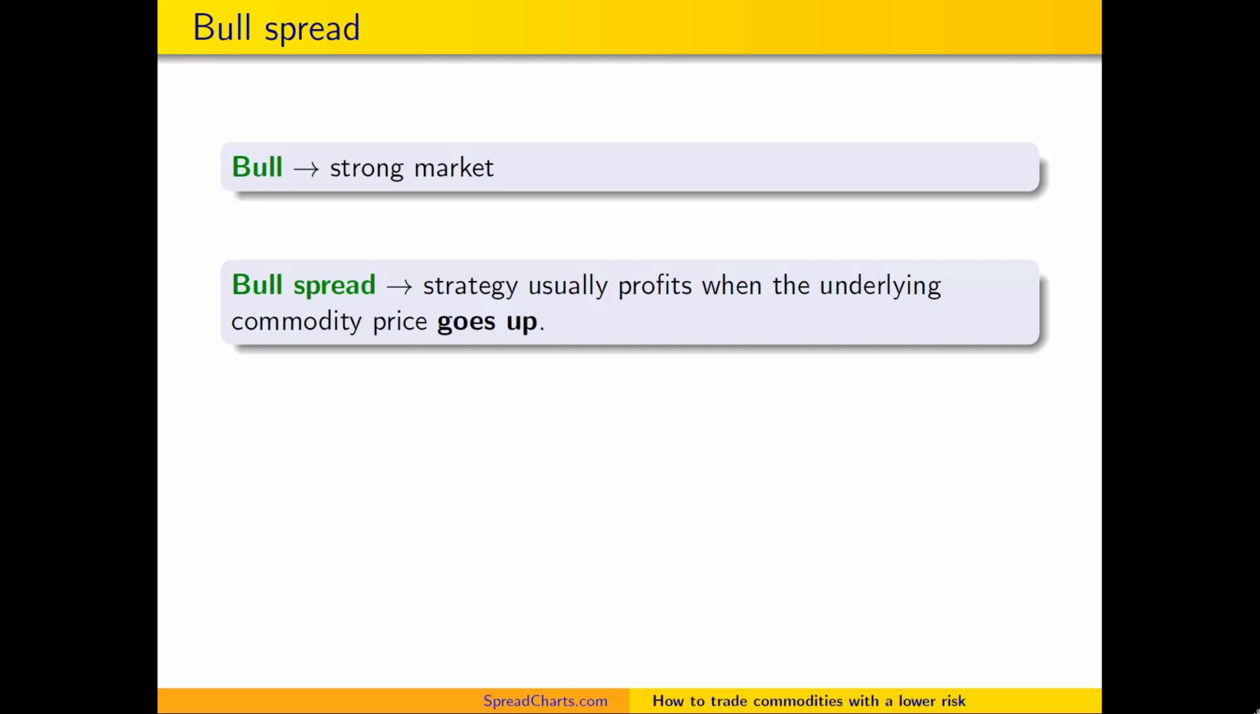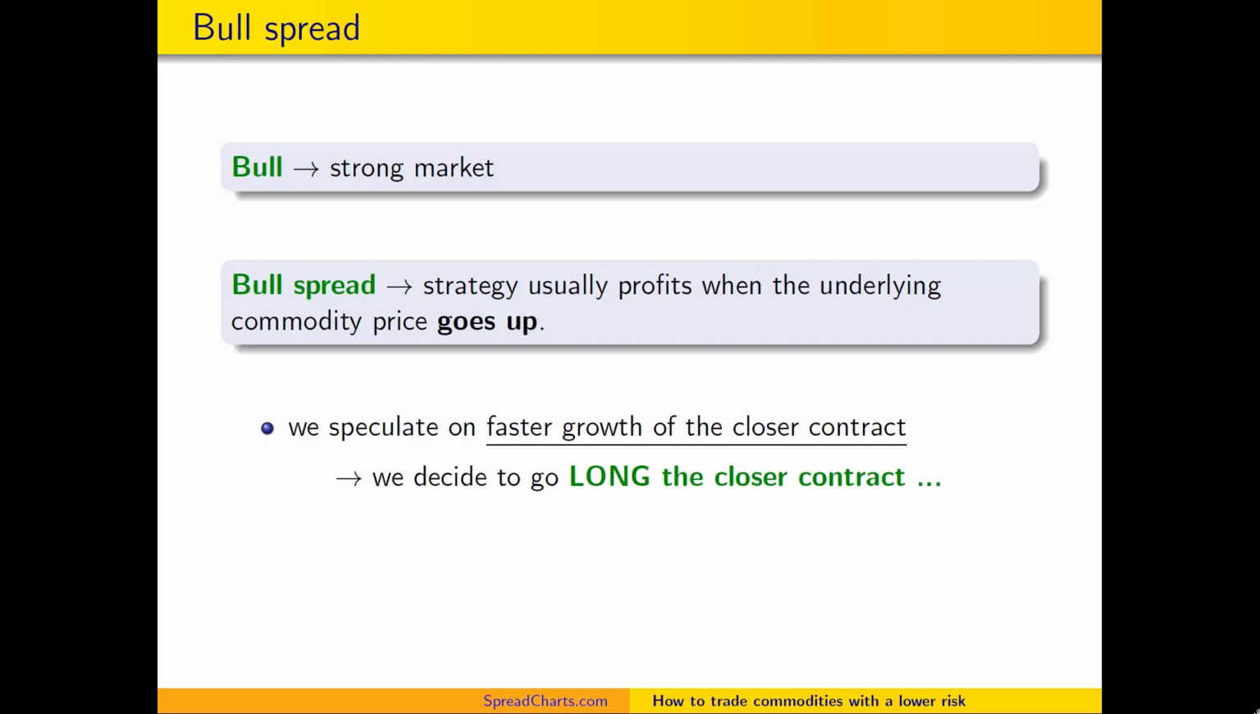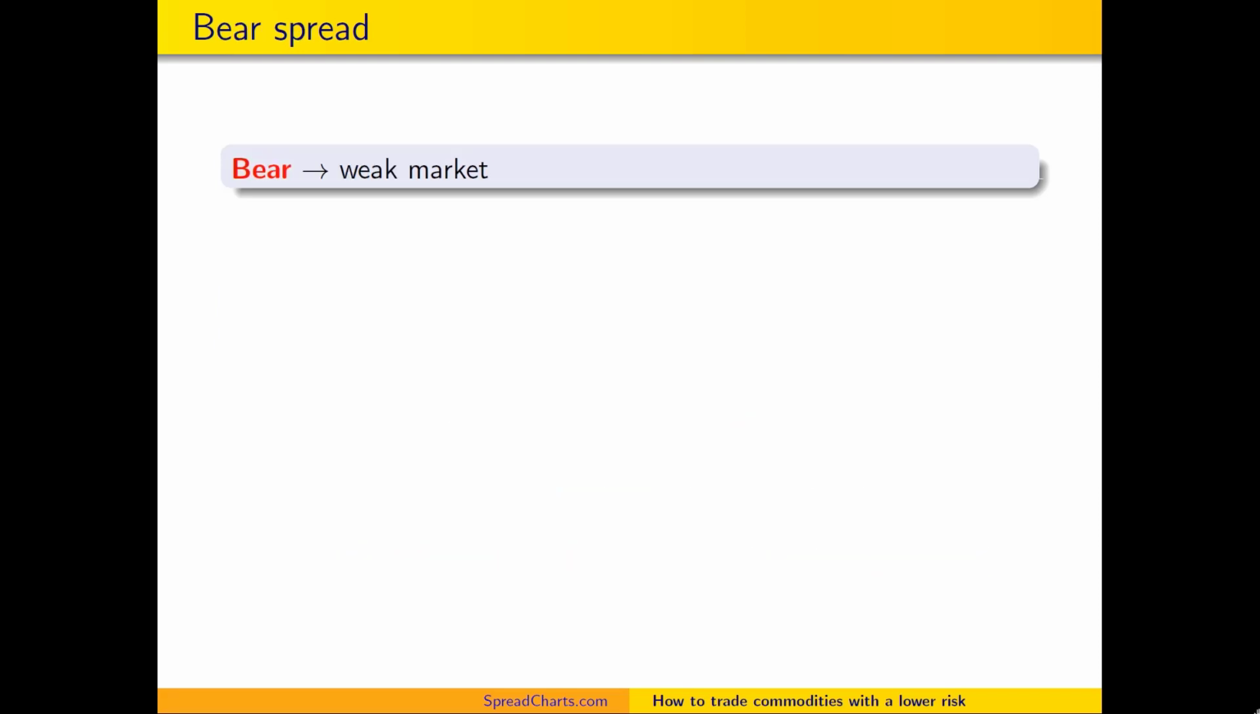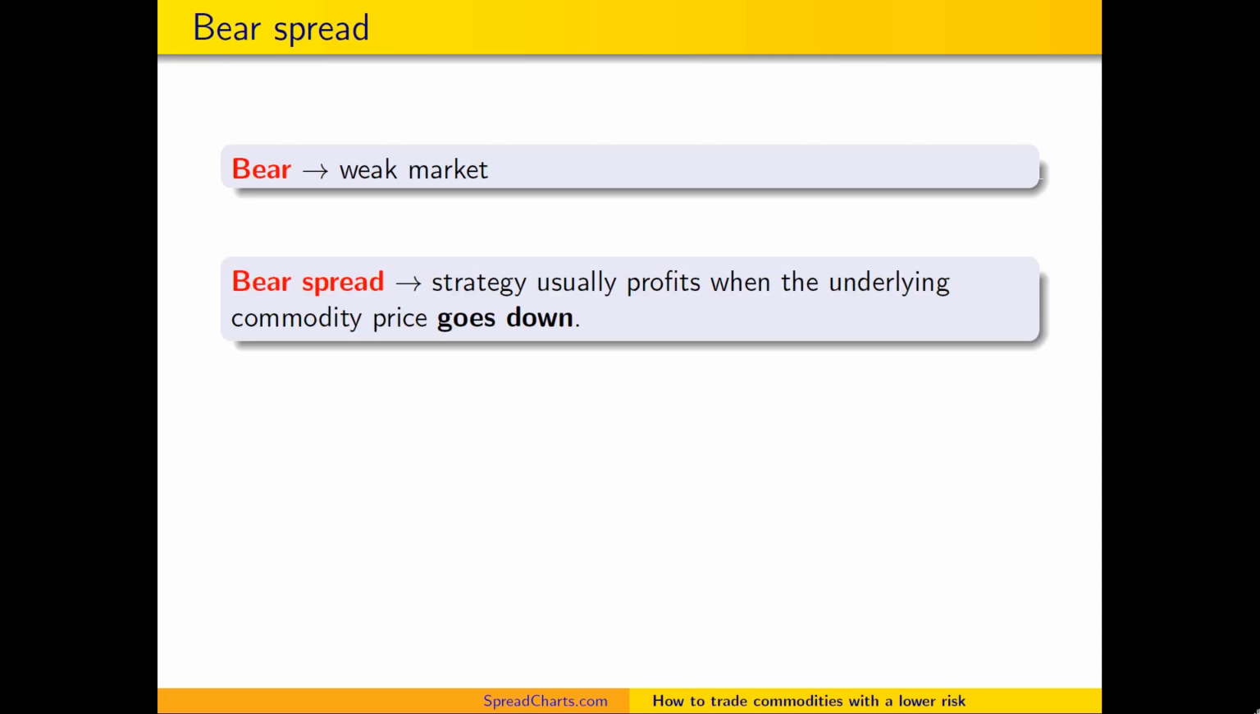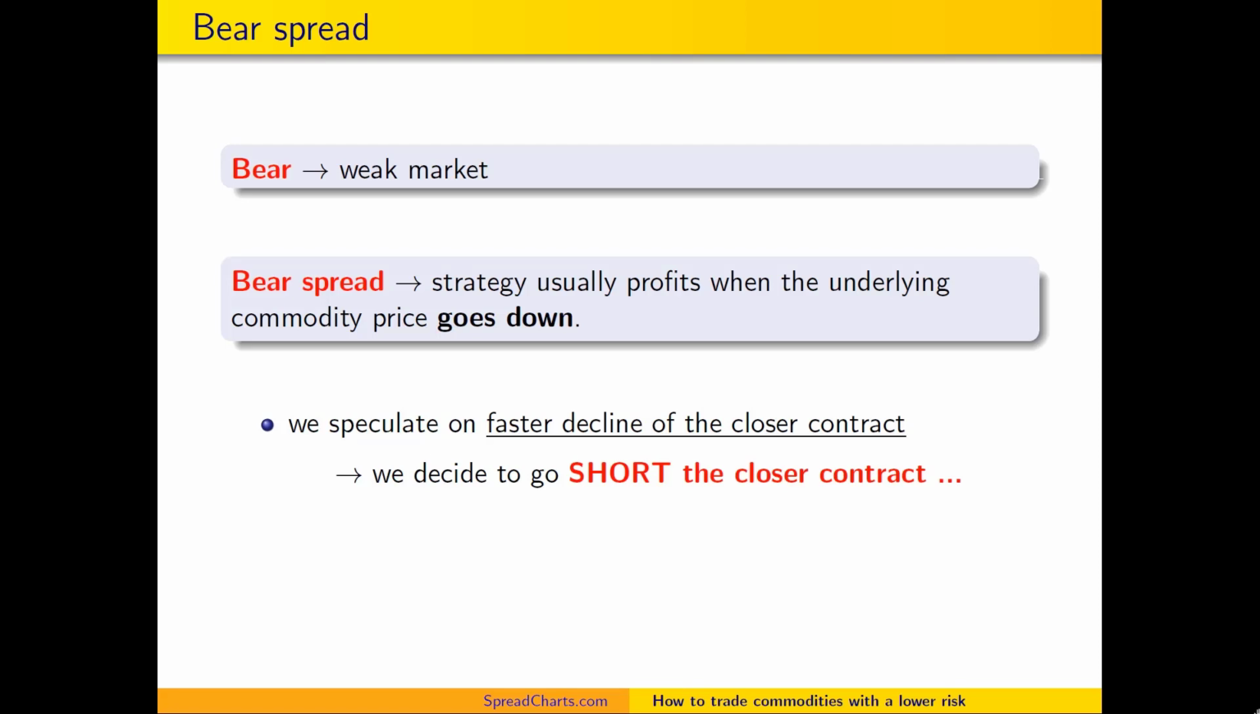A bull spread is assembled by buying the closer contract and selling the more distant one. We will present a practical example just in a moment. A bear spread is exactly the opposite to bull spread. When some market is in a strong downtrend, it is called a bear market. Bear spread, therefore, profits when the underlying commodity is trending down. We assemble a bear spread by selling short the closer contract and buying the more distant one.